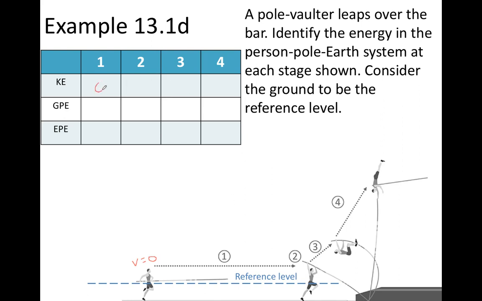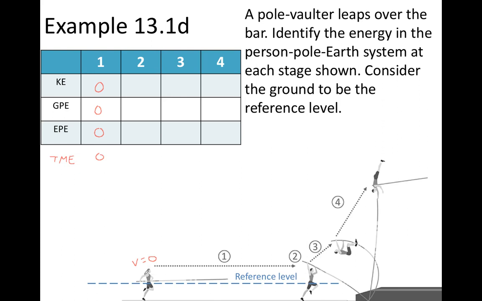And so at point 1, there is zero kinetic energy because there is no motion. The pole vaulter is at the reference level, so there is no gravitational potential energy. And for elastic potential energy, the pole, which can be bent to store up elastic potential energy, is not bent, so there is no energy. A grand total of zero energy for the total mechanical energy.